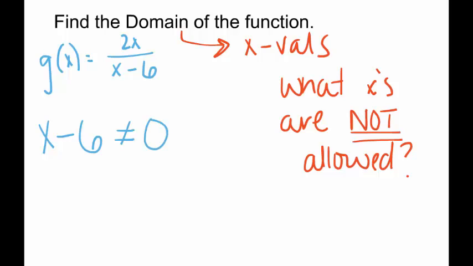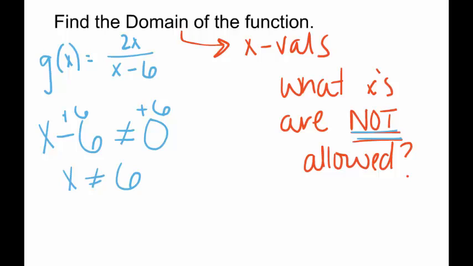I can't let it be 0. And so if I can figure out what number is going to make that 0, that's the number that cannot be in my domain. That's the x that is not allowed. So let's see here. If I was going to solve this, we're going to add 6 to both sides. So x cannot be 6. And we can see that. If I plugged in a 6 right here, I'm going to get 0 in the bottom and I get a problem. So we're going to take that out. So I can choose everything else except 6.